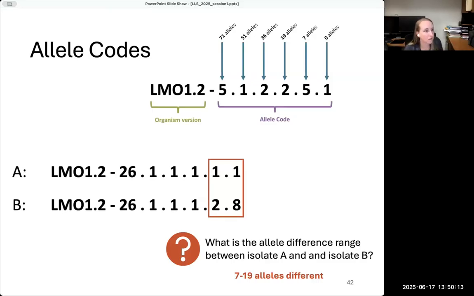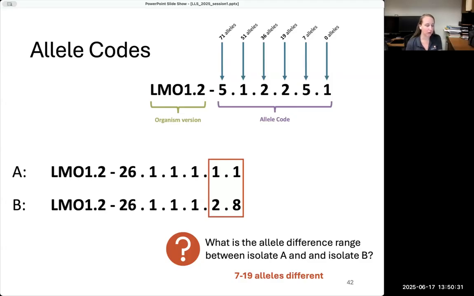And I have a question. Someone asked if there is a library of allele codes for various organisms that display the number of allele differences. So we can chat about this some more at the end.